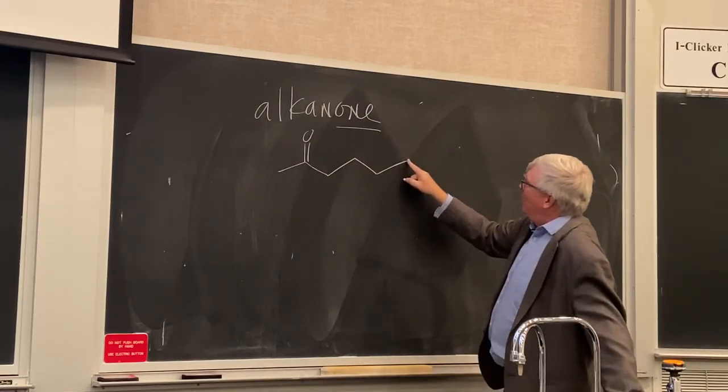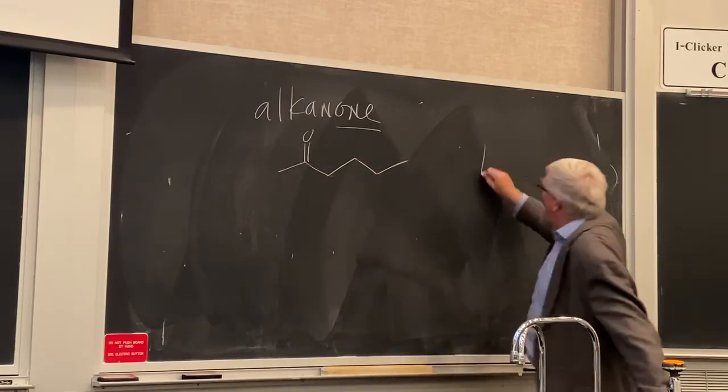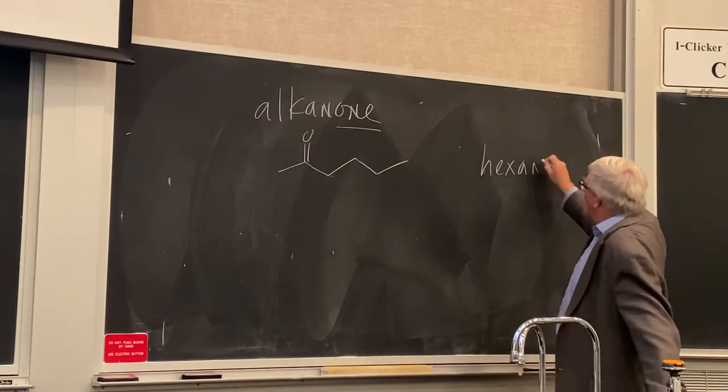So let's see what this parent is. 1, 2, 3, 4, 5, 6. So it's hexane, hexanone.